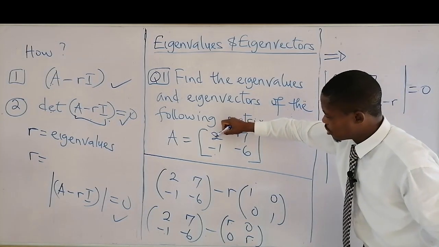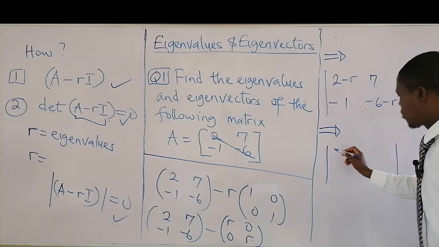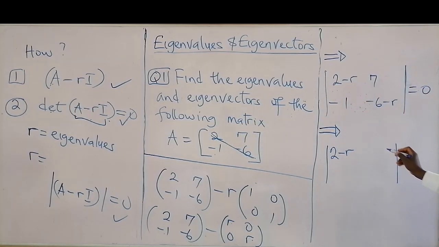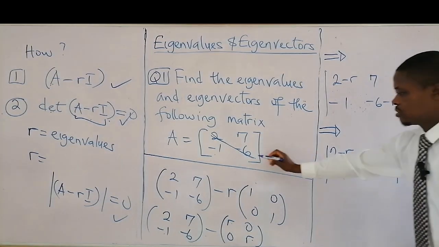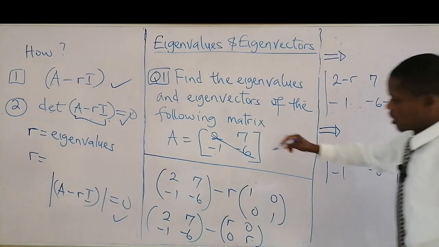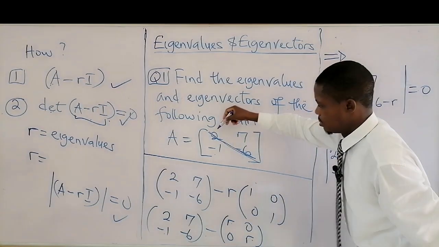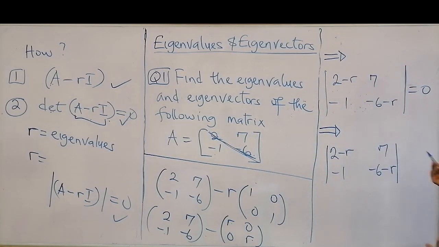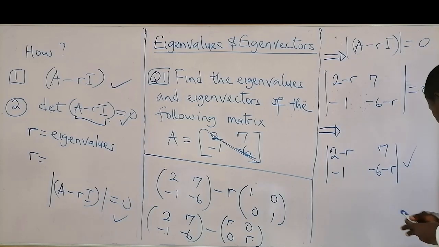By the matrix you have here, you just put your lines. Then your main diagonal, this is your diagonal. That diagonal minus r: 2 minus r, 7, minus 1, minus 6 minus r. Just the diagonal, you subtract the r. This one minus r, this one minus r, instead of doing all this. Just write the formula, that's step 1: A minus rI, put your determinant there, equal to 0. And then the next thing is to give us this expression. So that's that on that question.